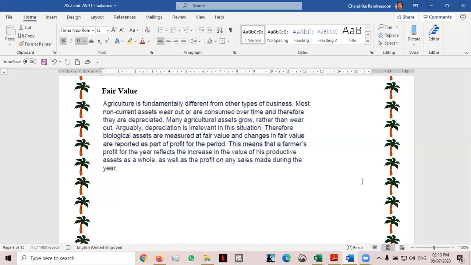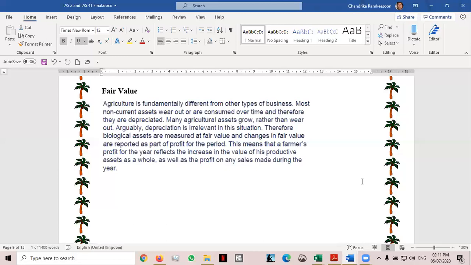Therefore, biological assets are measured at fair value and changes in fair value are reported as part of P&L. Now, this reason is important. Biological assets are measured at fair value because as they grow, the value increases rather than being decreased because of an accounting policy to charge depreciation. This means that a farmer's profit for the year reflects the increase in value of his productive assets as a whole, as well as the profits on any sales made.